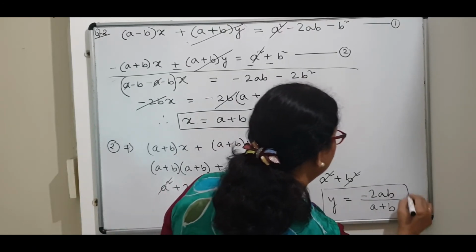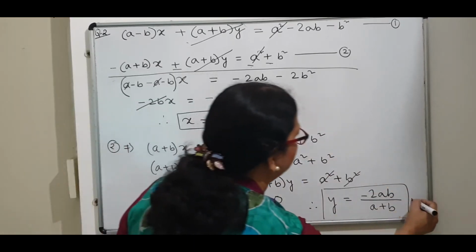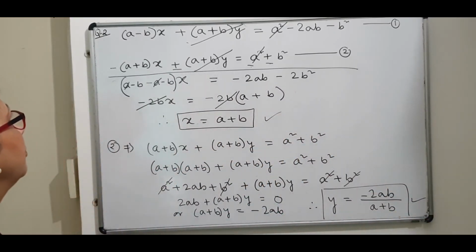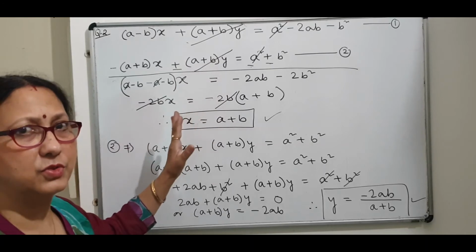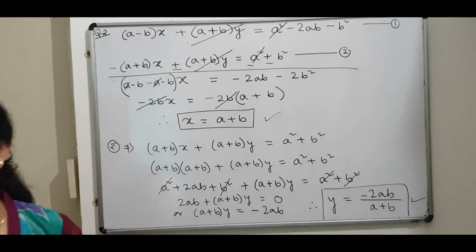So these are the solutions. X is this and y is this. So always remember this kind of equation. If you observe the coefficients, then you can choose the correct method. Okay.